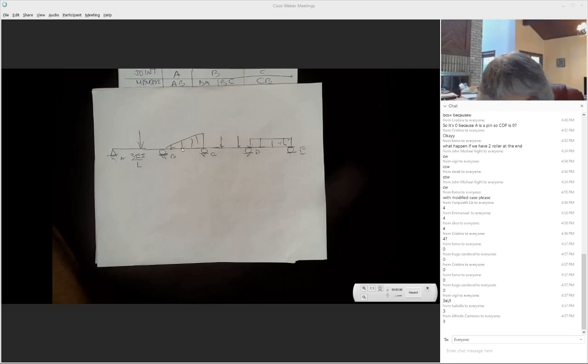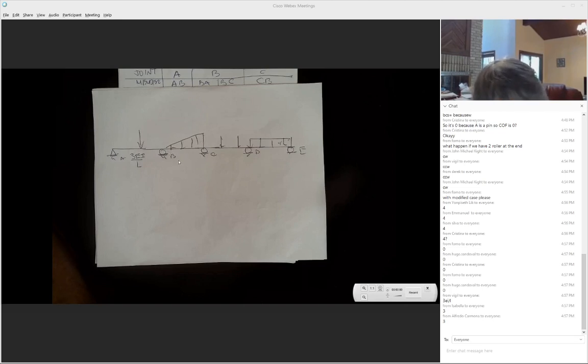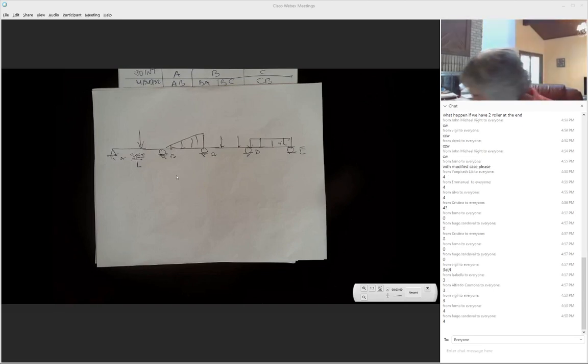This is the one that people get confused. Look, this is a continuous member over the support. There's going to be a negative moment. The same continuous is going to be negative. What do I use in here? 4EI or 3EI? 4. Exactly.